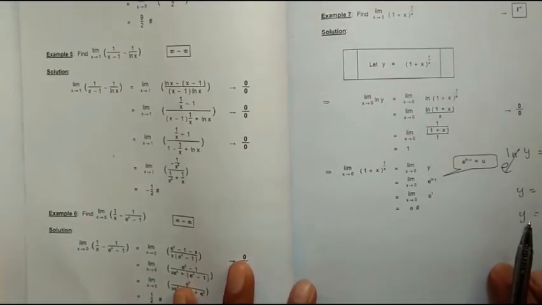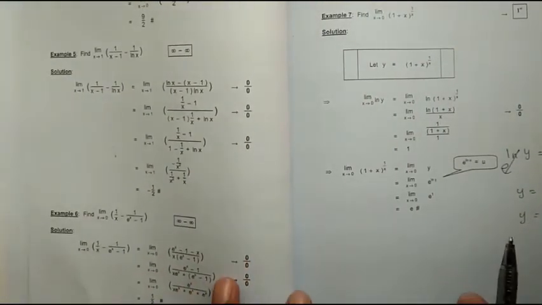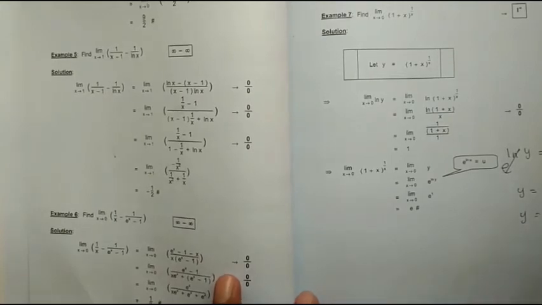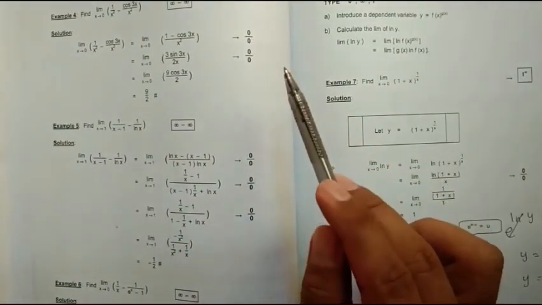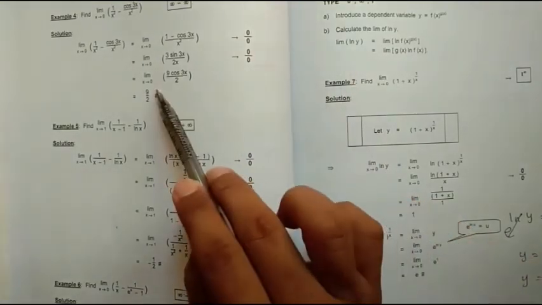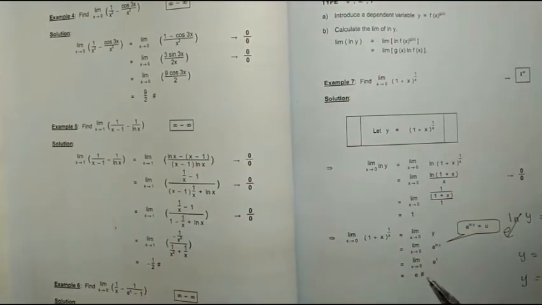Okay. So example 4 pun sama. Nampak tak? Okay. Example 4. Infinity minus infinity, 0 over 0, differentiate sekali lagi, 0 over 0, and then substitute 9 over 2.